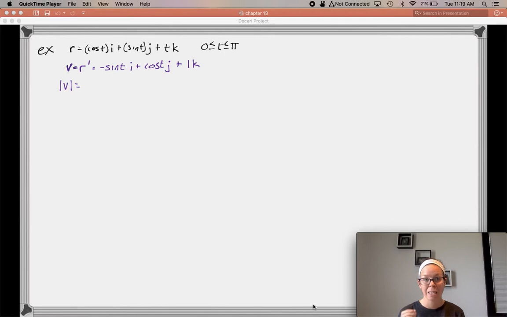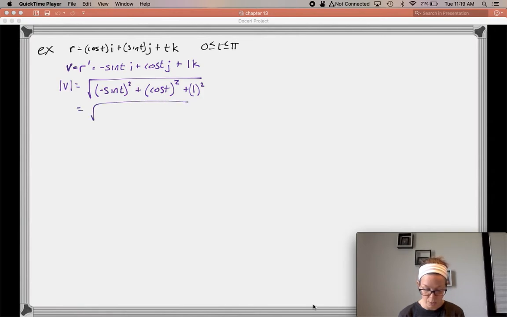Magnitude of v is not just make everything positive. Magnitude of v is length, so we're going to take the i part squared, the j part squared, and the k part squared. Right? And then when we clean this up, we got sine squared, cosine squared, and 1. And then some more cleaning to do here.